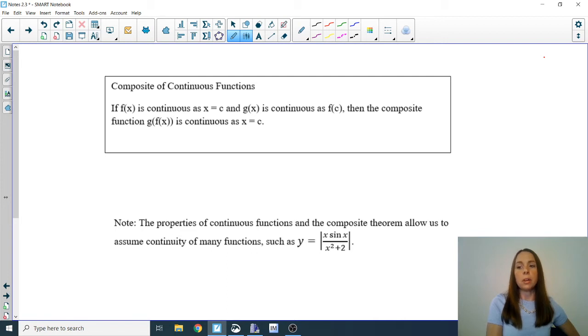Because you know that the properties preserve continuity. Basically, if you're looking at something like y equals the absolute value of x, sine x, divided by x squared plus 2, well, you can say that that is going to be continuous for all x values, for all x equals c's, especially because the denominator cannot equal 0, right? X squared plus 2, that can't equal 0 anywhere. And so that's just something that's important to keep in the back of your mind, that a lot of times you need to think about continuity, and those properties and that theorem help you do that.